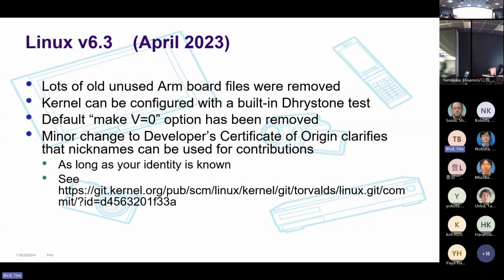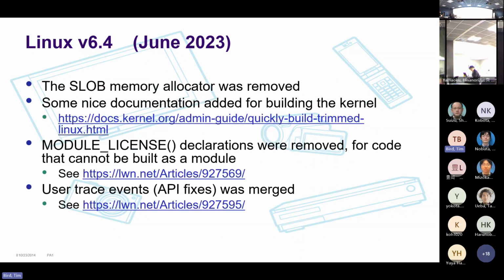There was a minor change to the developer's certificate of origin that clarifies that if you're a kernel developer and you're well known, you can actually use a nickname instead of your legal name for contributions. In 6.4, the SLOB memory allocator was removed, and I'll talk more about that later.